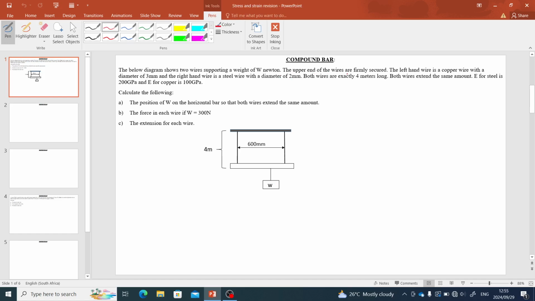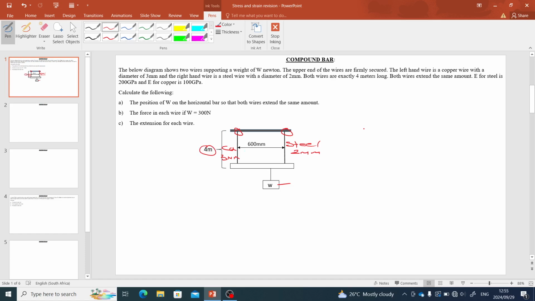The upper ends of the wires are firmly secured. The left hand wire is a copper wire with a diameter of 3 millimeters, and the right hand wire is steel, with a diameter of 2 millimeters. Both wires are exactly 4 meters long.